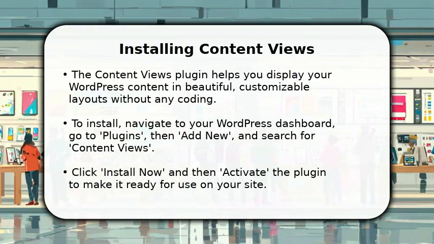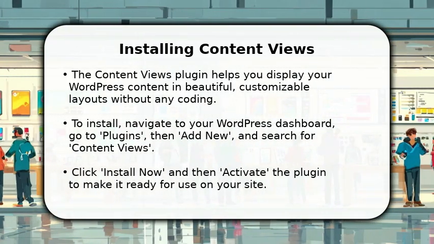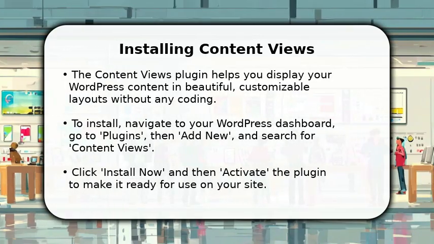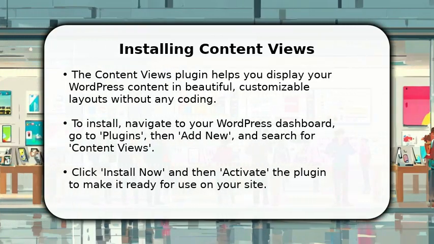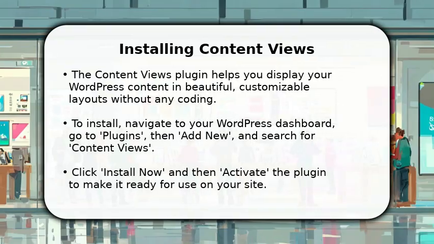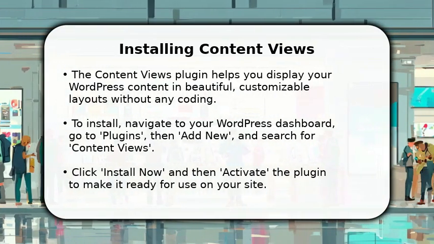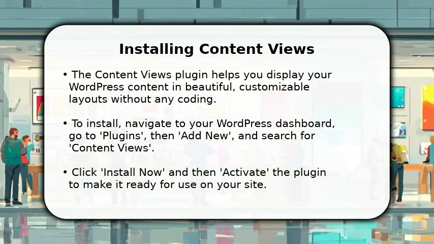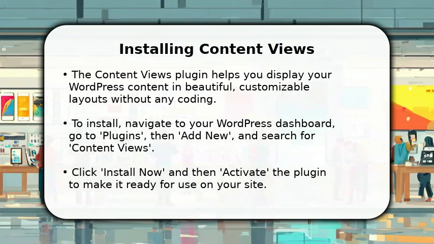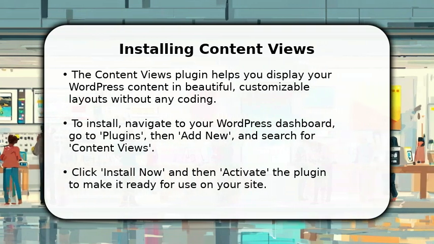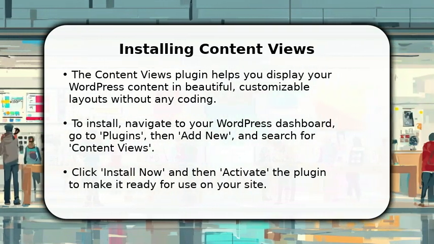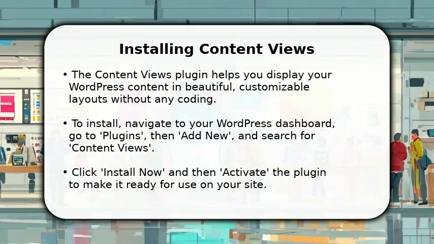First, log into your WordPress dashboard. From the left-hand menu, select Plugins and then Add New. In the search bar, type Content Views and press Enter. You'll see the plugin appear. Click Install Now. Once installed, click Activate to enable it. This simple, two-step process gets you ready to create stunning content displays in just a few moments, opening up a world of possibilities for showcasing your posts and pages.